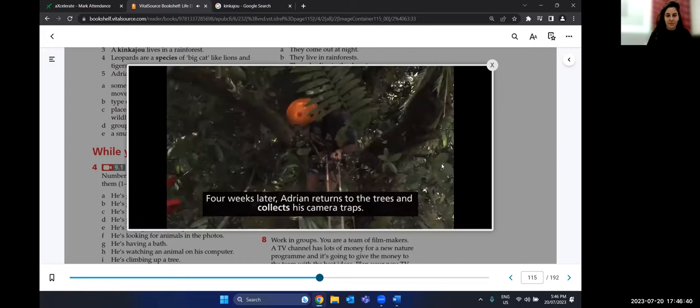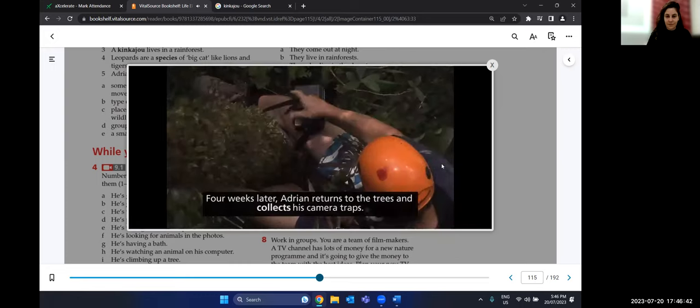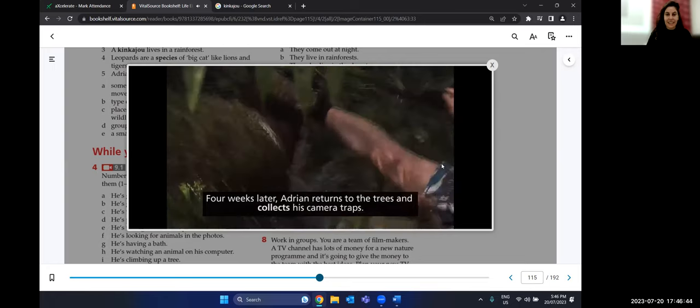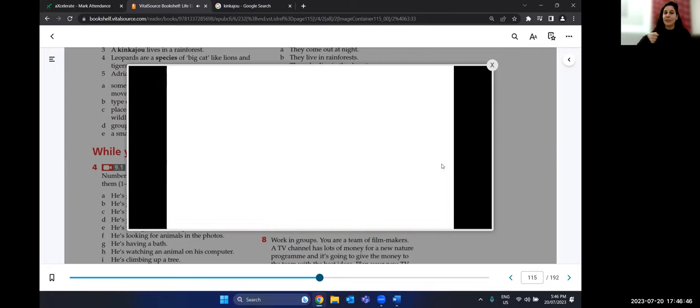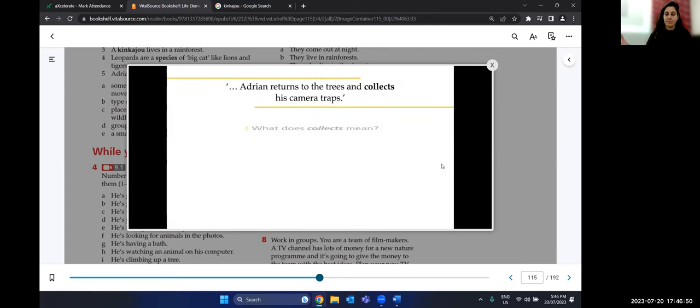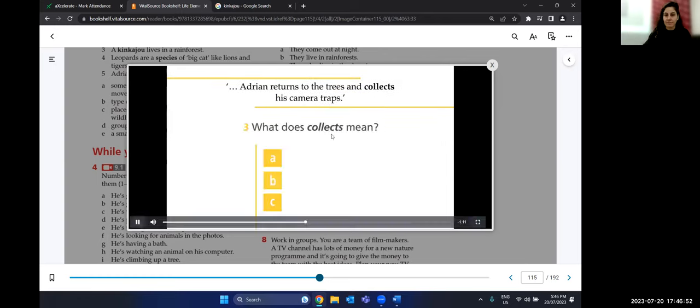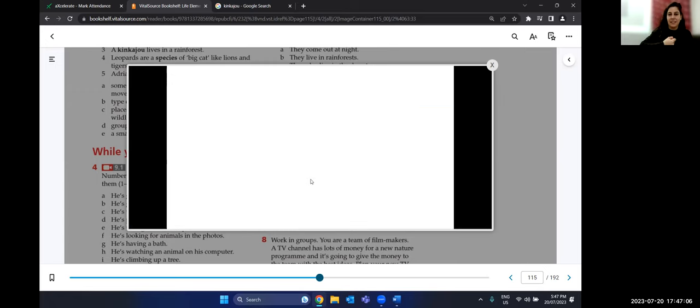4 weeks later, Adrian returns to the trees and collects his camera traps. Collects. If I collect something, you know, you collect your mail, you collect your... takes away because you're collecting something. You're picking up something and taking it away.